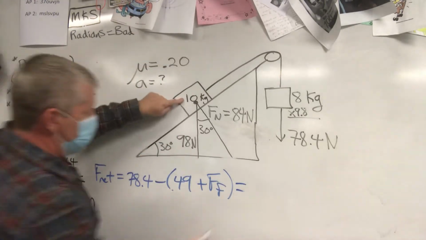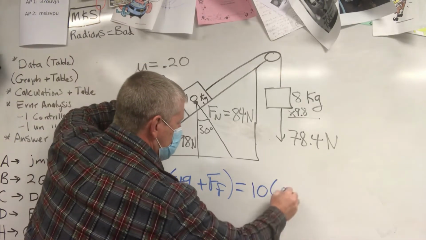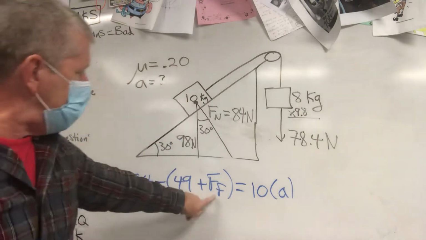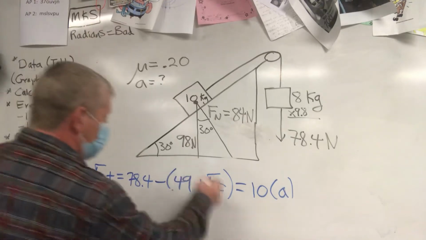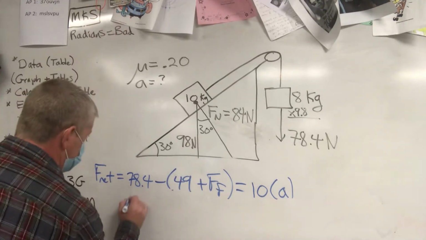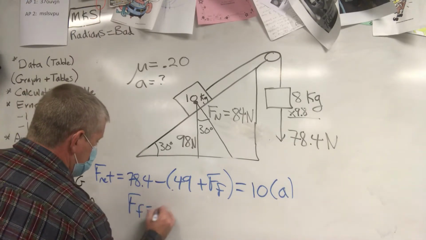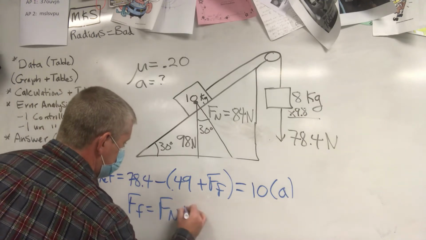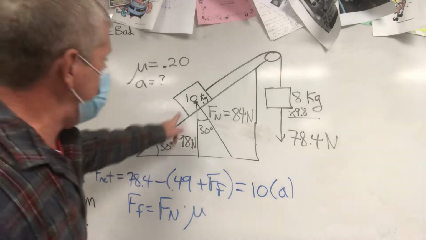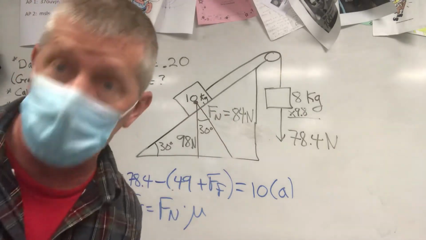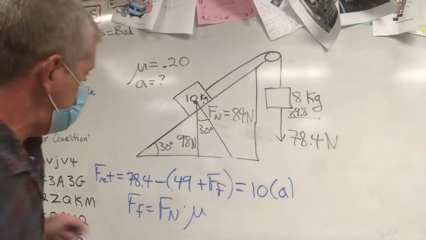All right, mass is 10. Acceleration is A. I just got to get friction and I can solve this and be done. We all know that FF is equal to Fn times mu. We calculated all three sides of the triangle because we're going to need them, and now we need Fn.